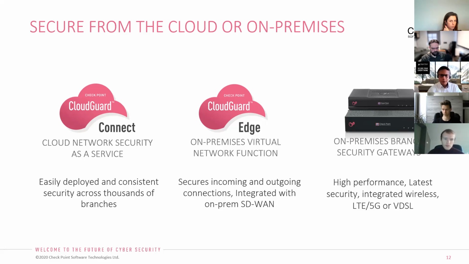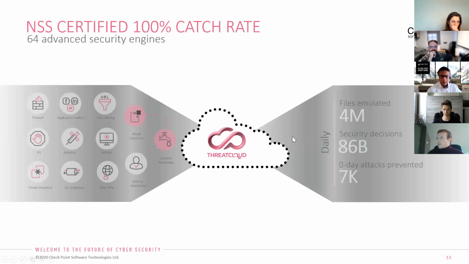And the last is the on-premises branch security gateway, which is more the classical way of securing your environment. What's important is, as I said, we try to provide the highest level of security. And what is important to notice is that this CloudGuard Edge solution benefits from the whole Threat Cloud intelligence that we have, where we achieved a 100% catch rate.